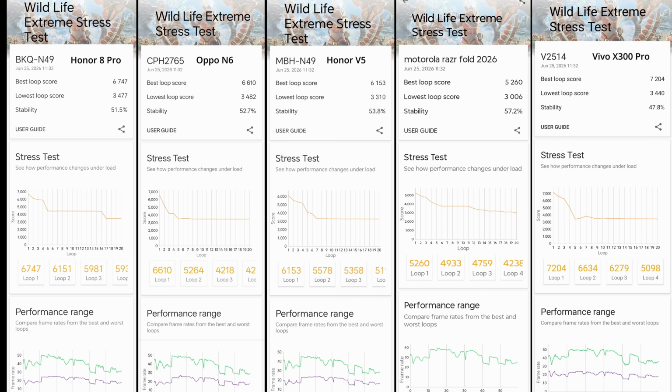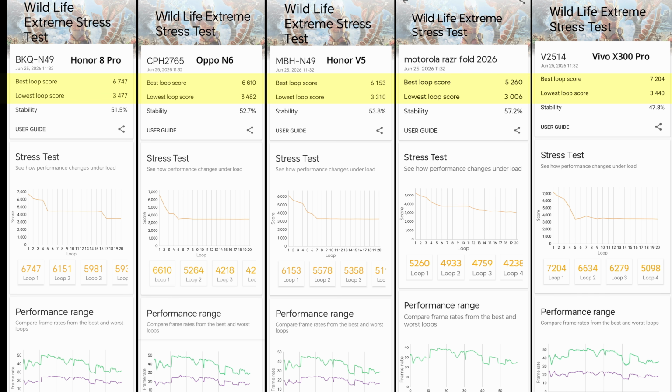So this test has 20 loops, and you can see here it has a best loop score and a lowest loop score. And if we look at the Vivo real quick, you can see its best score is 7,200 and its lowest is 3,400. Okay, it has the largest gap between scores. So in other words, after these things heat up, their score drops dramatically.